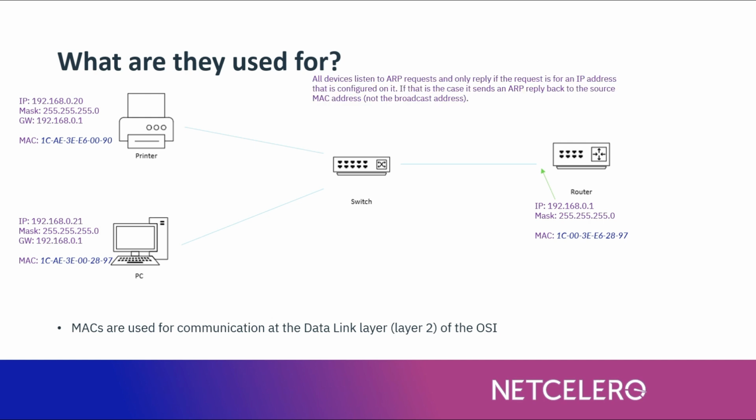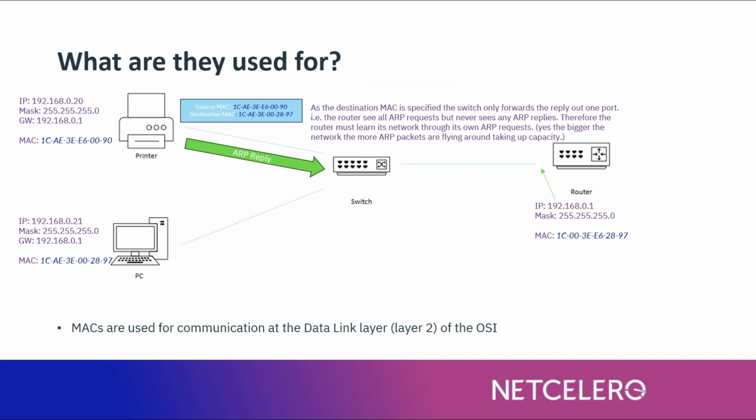All devices listen to ARP requests and only reply if the request is for an IP address that is configured on it. If that is the case, it sends an ARP reply back to the source MAC address from where the ARP request came from. It doesn't send it back to the broadcast address. So in this case, we see the printer sending back the ARP reply with a source MAC address of itself and the destination MAC of our PC. As the destination MAC is specified, the switch only forwards the reply out one port.